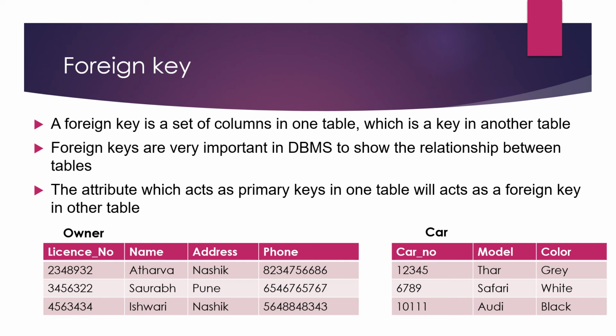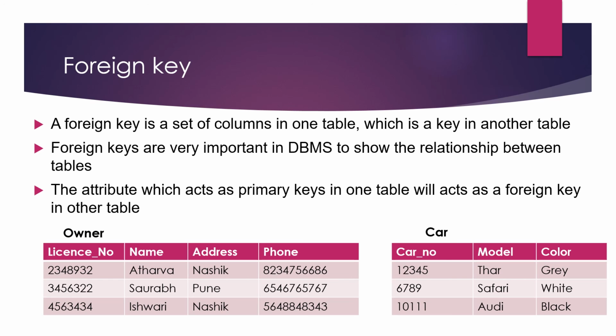Foreign key. A foreign key is a set of columns in one table which is a key in another table. Foreign keys are very important in DBMS to show the relationship between the tables. The attribute which acts as a primary key in one table will act as a foreign key in another table. Foreign key is a column that creates a relationship between the two tables. The purpose of foreign key is to maintain data integrity and allow navigation between two different instances of an entity. It acts as a cross-reference between two tables as it references the primary key of another table.